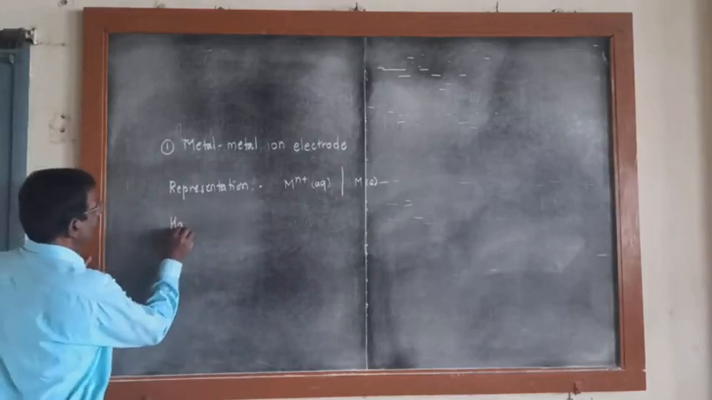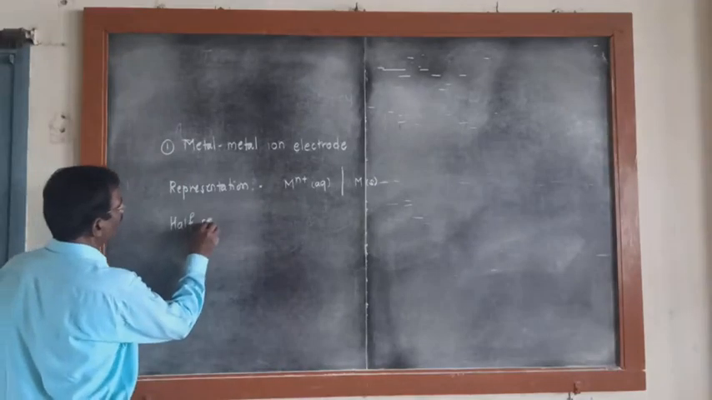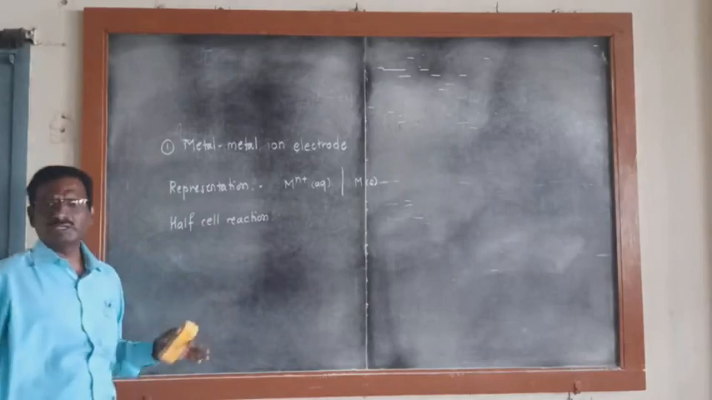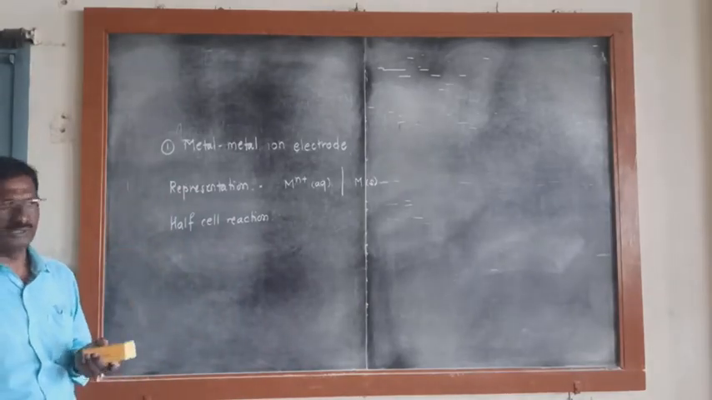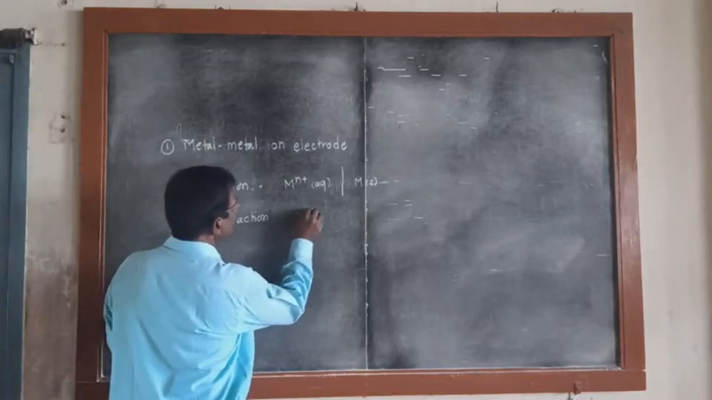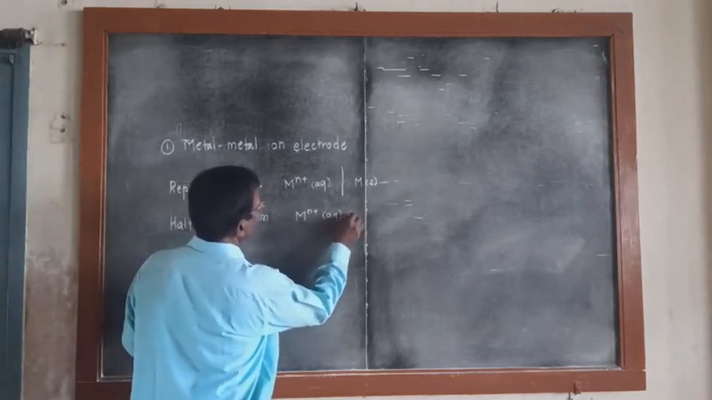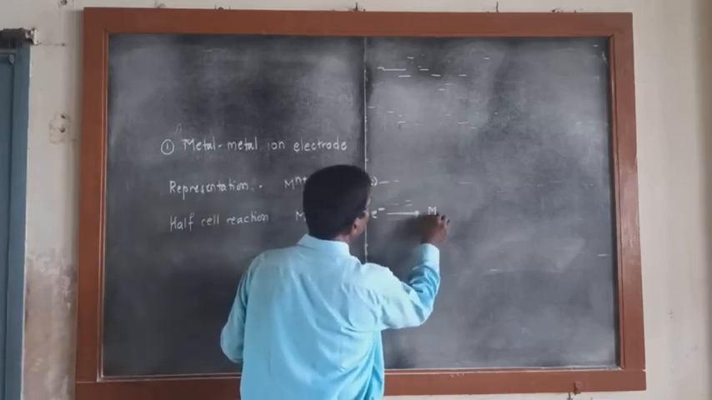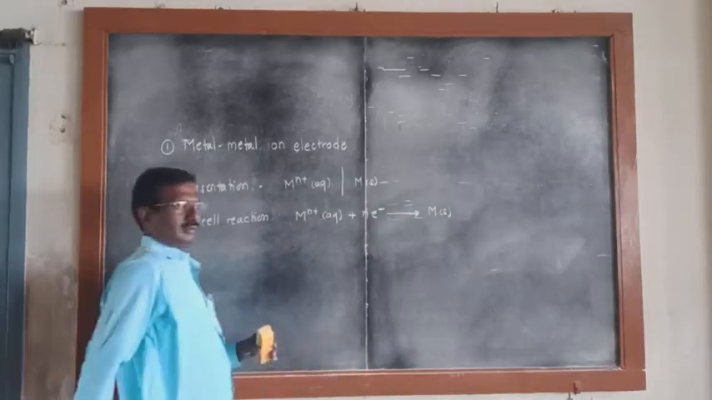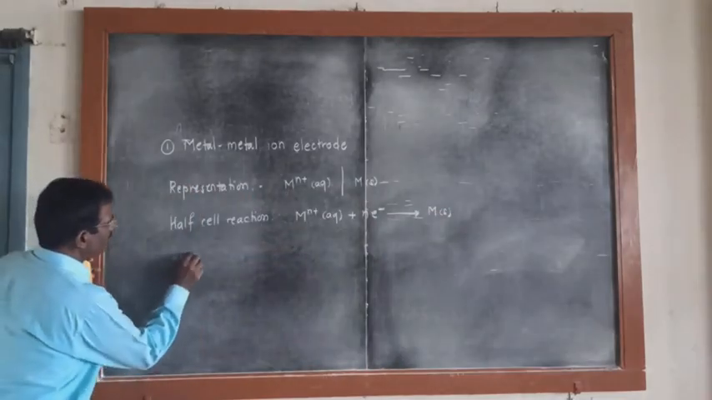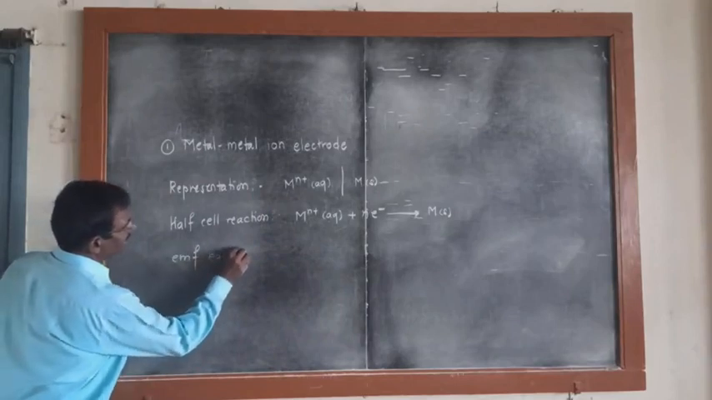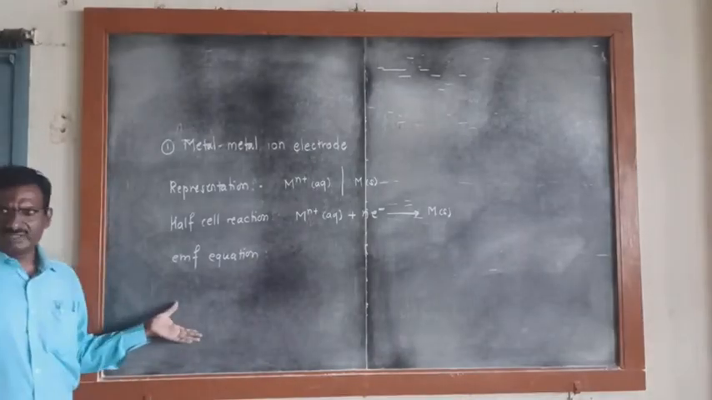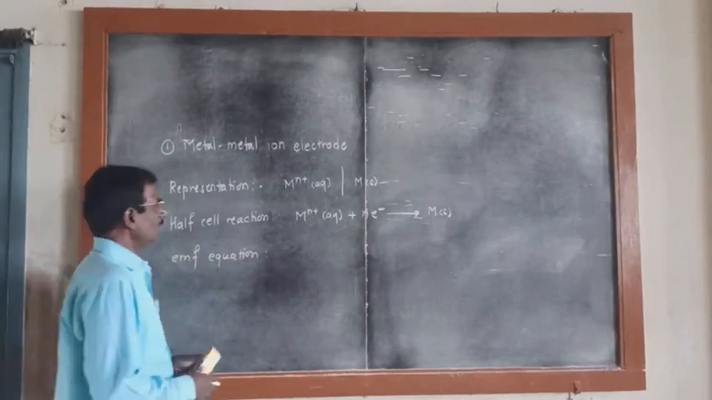Then half cell reaction or electrode reaction. Half cell reaction, electrode reaction can be written in reduction potential concept. That is, Mn+ aqueous state plus n electrons gives metal. Then how to represent EMF equation? EMF equation or electrode potential. EMF equation can be written on the basis of Nernst equation.